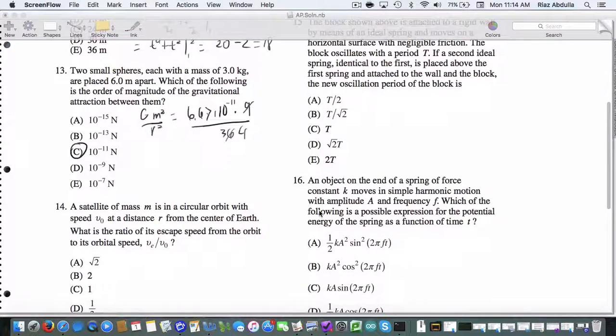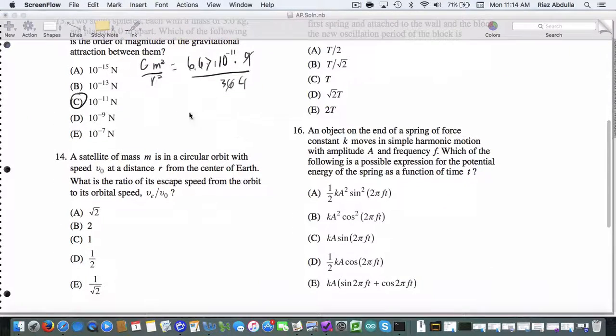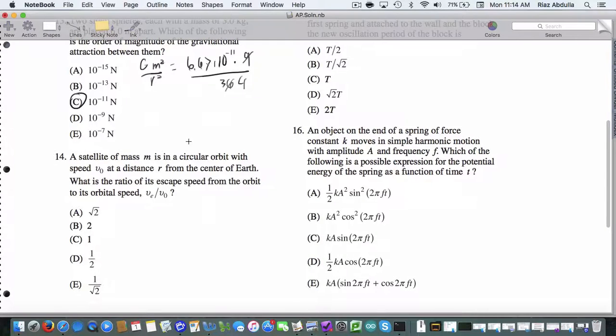And let's go ahead and take a look at question number 14. So we want the ratio of the escape speed to the orbital speed. The orbital speed is found using centripetal force. G m m over r squared is m v squared over r. This is orbital speed. So let's cancel some of this, work that out. And so v orbital is going to be the square root of G M over r.